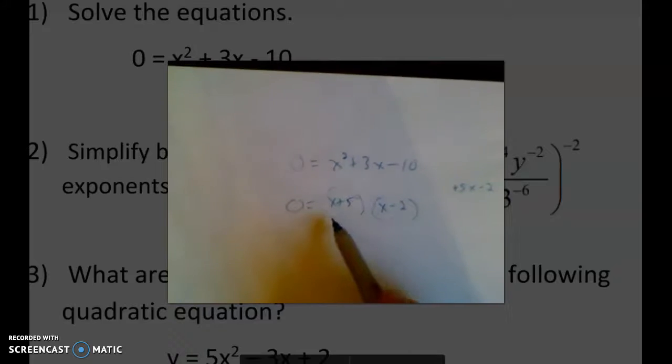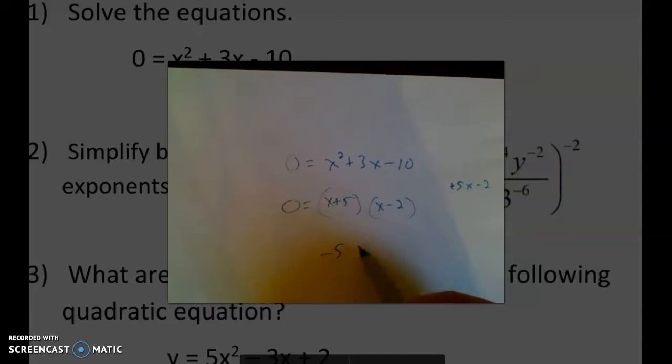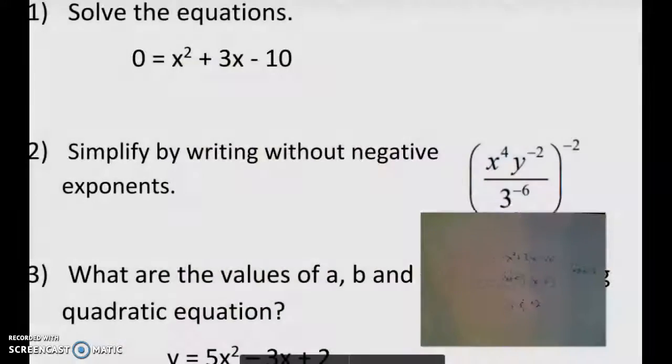Now, to figure out what values of x will equal 0, as in give me an answer for the whole thing of 0, I need to make this x negative 5. So that's one of the answers. And this x positive 2. Those are both solutions to that equation.